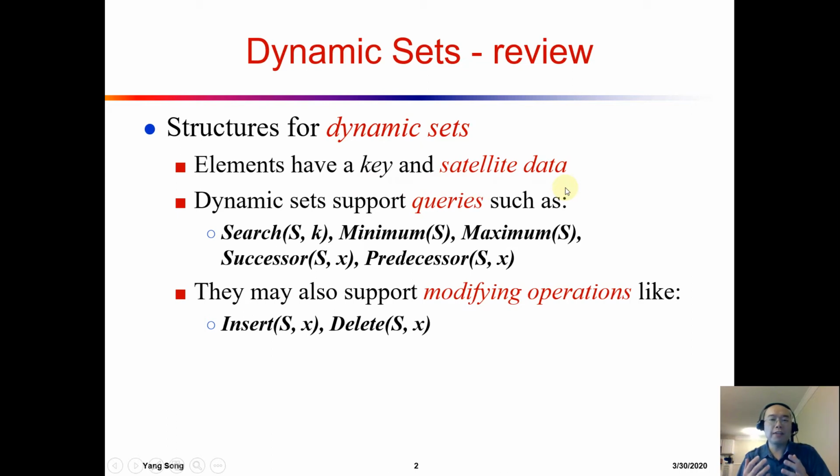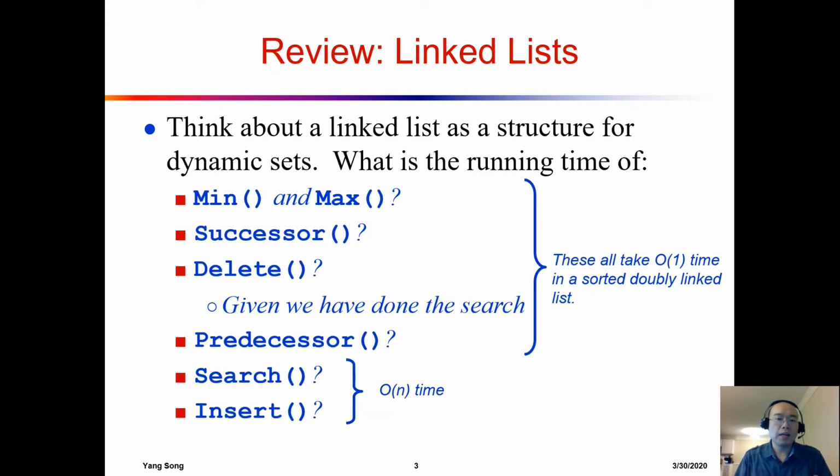So you can consider it as a collection of key and data pairs. For this kind of dynamic set, we can do search, maximum, successor, predecessor, and we can modify it by doing insertions or deletions. Those are all the actions or behaviors we want to support in a conceptual data type called dynamic set. Okay, and if we want to implement a dynamic set using a linked list, of course it is doable.